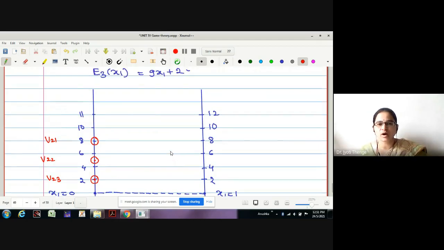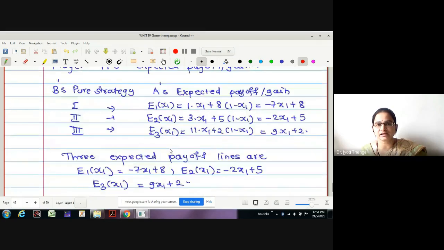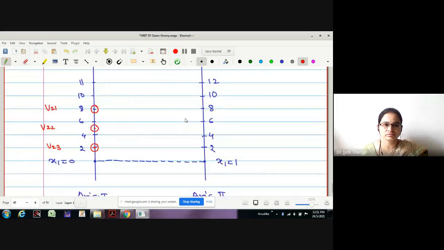Now, what to mark on the x1 equal to 1 line? On the x1 equal to 1 line, these entries 1, 3, 11 I have to mark. 1, somewhere here, 3, 11. Okay, 1, 3, 11. What are these entries actually? V11, V12 and V13.